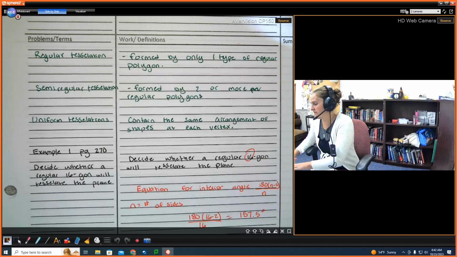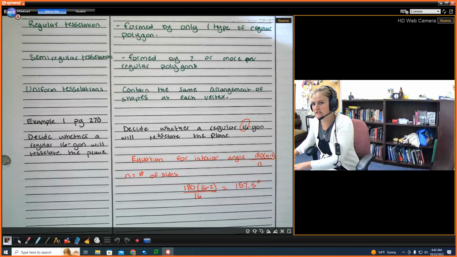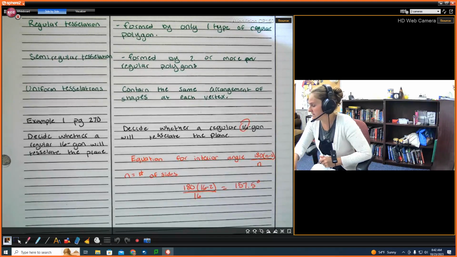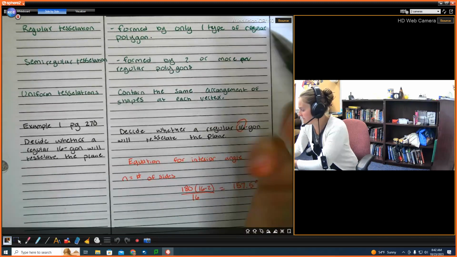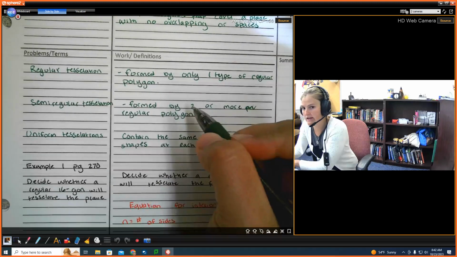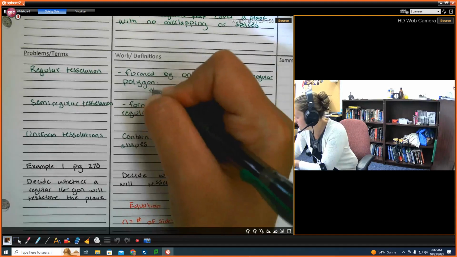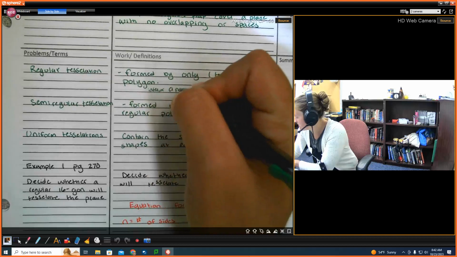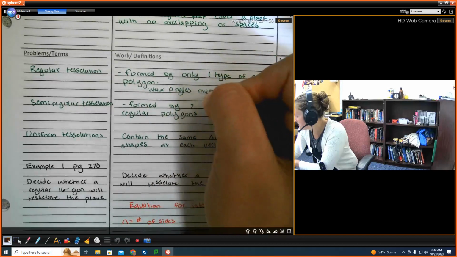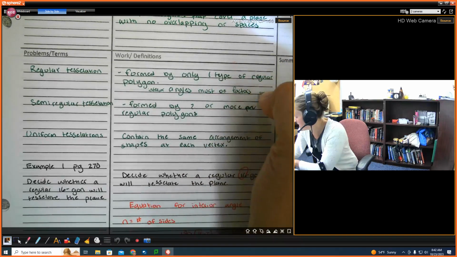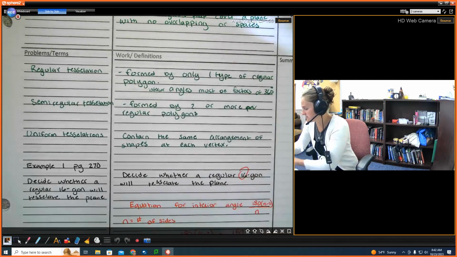Okay, 157.5 degrees. Why do we care about the interior angles? It has to be a factor of 360. So I'm actually going to add this up here to my definition. So interior angles must be factors of 360 degrees.